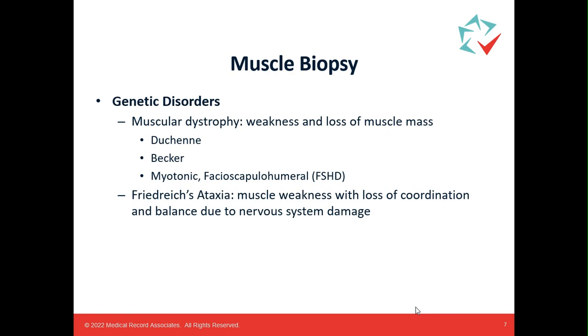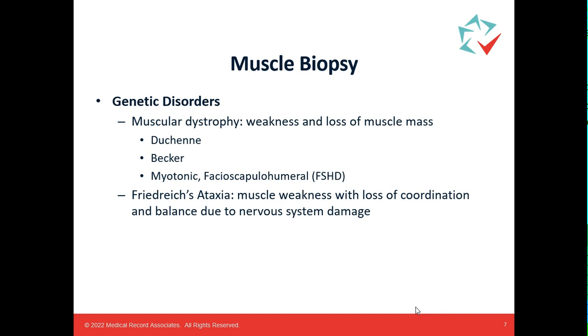Muscle biopsies can help to identify various muscle disorders, such as genetic disorders like muscular dystrophy. Kind of a basic definition for muscular dystrophy is weakness and loss of muscle mass. There's various conditions that fall under this category. For instance, Duchenne's, which is the most common and affects boys more than girls. Duchenne patients may have frequent falls. You may see some muscle pain and stiffness and even growth delays with these patients.